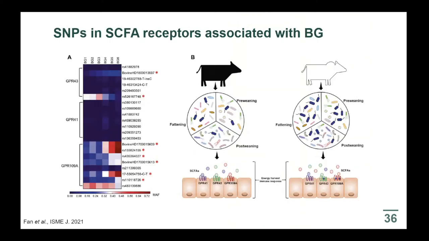And then this is kind of a summary. Also, we looked at the G protein. There are also SNPs in G protein. They are important for short-chain fatty acid receptors. And between Angus and Brahman, they have different microbiota composition or structure at different stages. Therefore, they also have different SNPs in these short-chain fatty acid receptors. Therefore, I believe all of these factors are affecting animal performance.